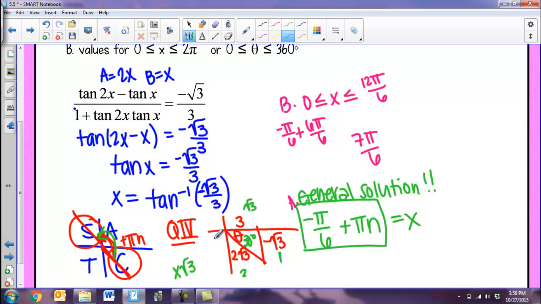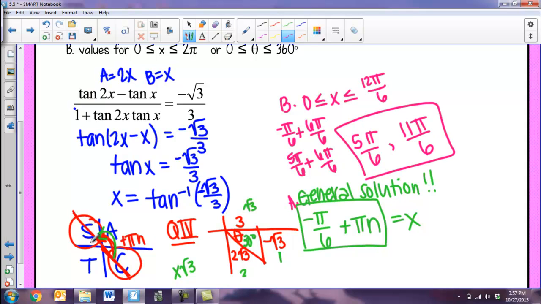Okay, well, apparently I cannot add because it's definitely 5 pi over 6. What just happened? I don't know how to add today. Negative 1 plus 6 is 5. Okay, and then your second solution is just going to be that angle, that 5 pi over 6, plus 6 pi over 6, which is 11 pi over 6. I added correctly that time.